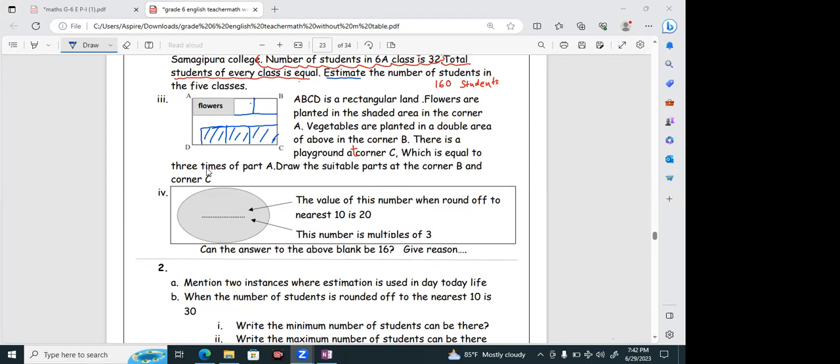The value of this number when round off to nearest 10 is 20. And also they have mentioned that this number is multiple of 3. Yes. What is the suitable number for here? Yes, tell me your answers. 18. Is there any other answers?